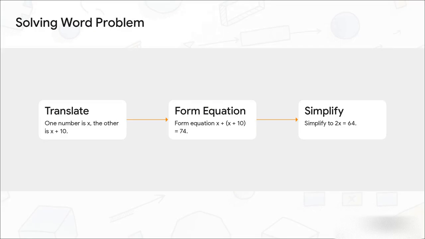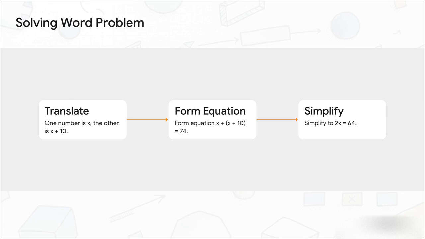We solve this by acting as a translator between English and math. Let's call our first unknown number x. Since the second number is 10 more than that, we can naturally call it x plus 10. The problem tells us they add up to 74, so let's stick them together. x plus the quantity x plus 10 equals 74. Combine those x's and we get 2x plus 10 equals 74. Kick that 10 over to the other side and we're looking at 2x equals 64.